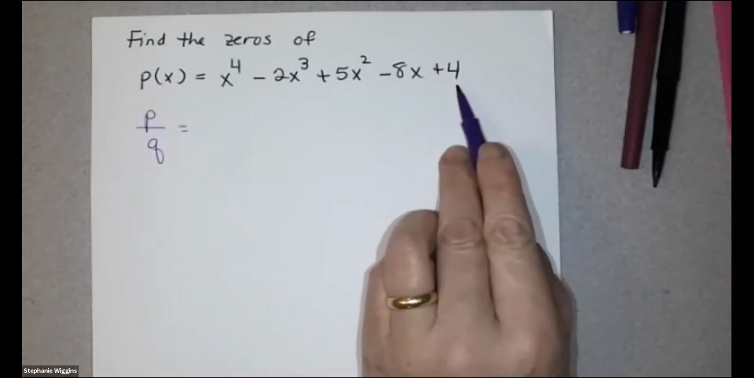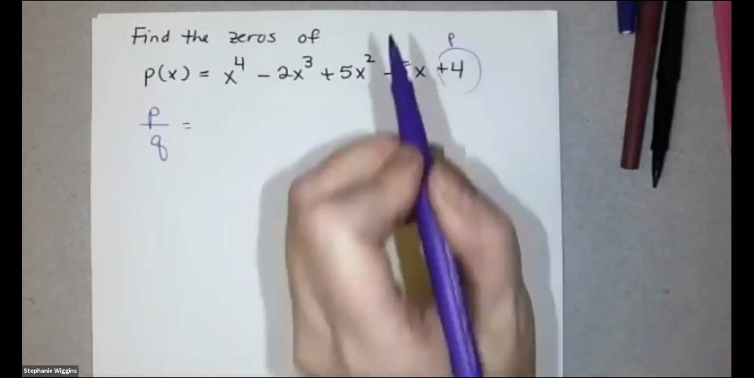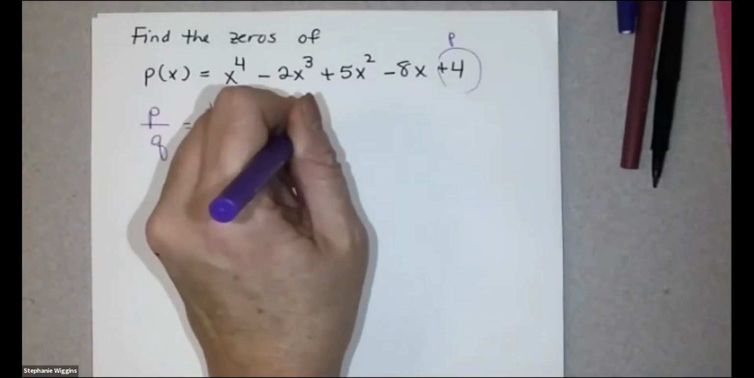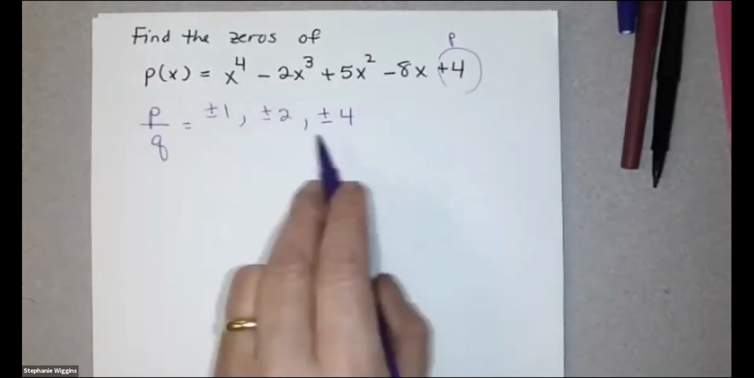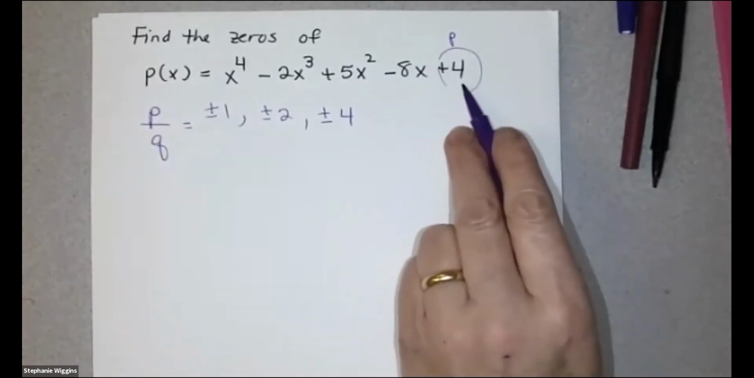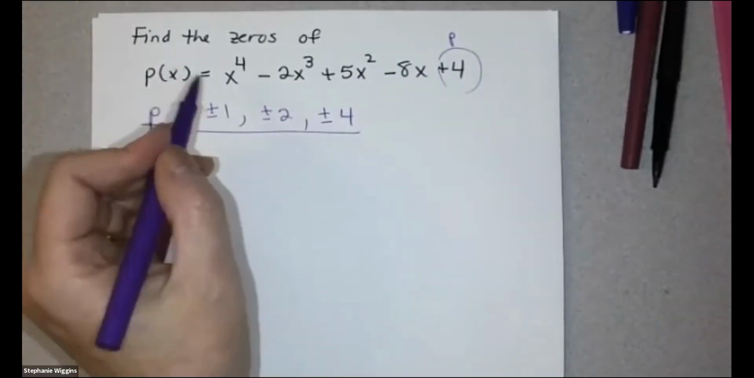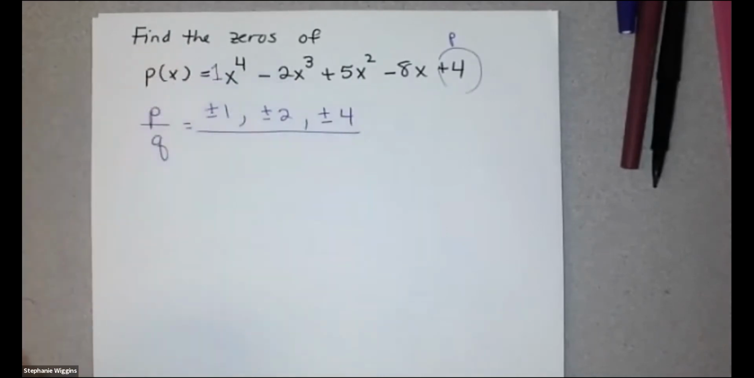Here's my P value, right? This is P. So plus or minus 1, plus or minus 2, plus or minus 4. I list all of the possible factors of 4, including the negatives. And then here, my leading coefficient is 1. So the factors of 1 are plus or minus 1.